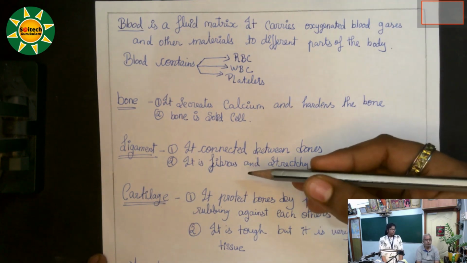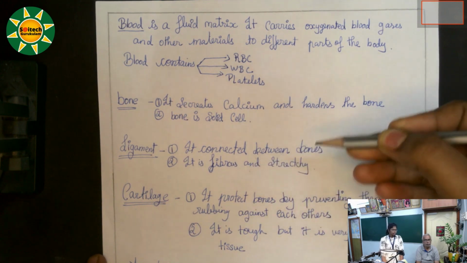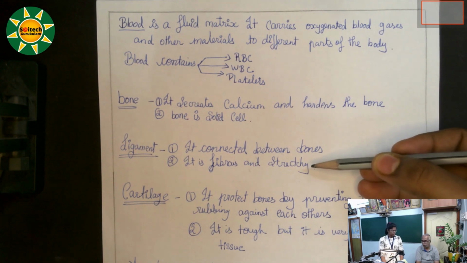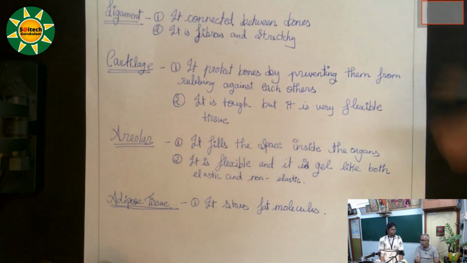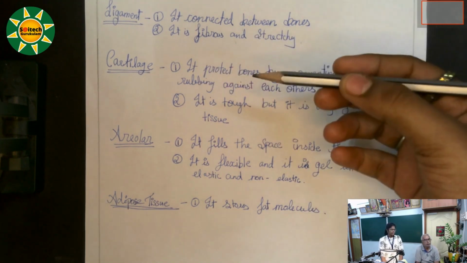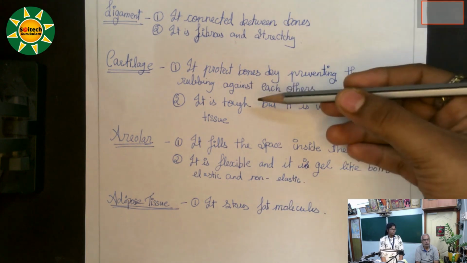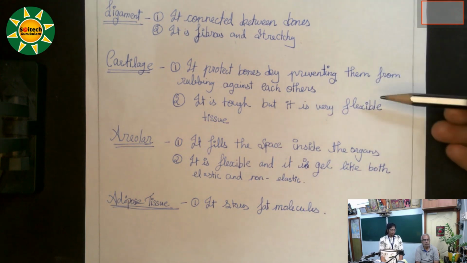Ligament is a connective tissue which connects bones, and it is fibrous and stretchy. It can be stretched. It has some elastic action also. Cartilage protects bones by preventing them from rubbing against each other. It is tough, but at the same time a flexible tissue.